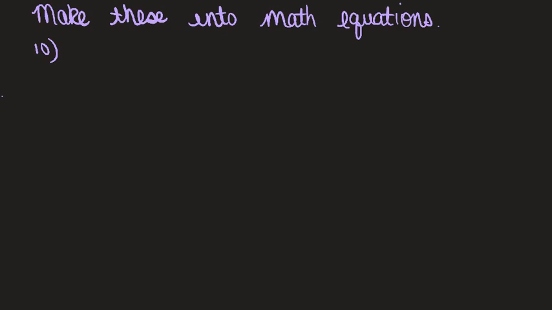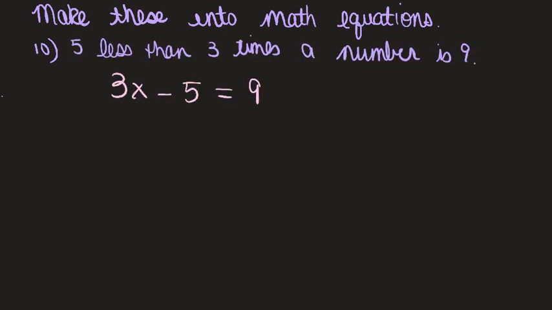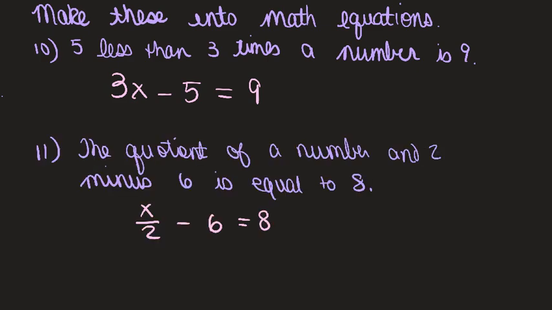Make this word sentence into a math equation. 5 less than 3 times a number is 9. The answer is 3x minus 5 equals 9. Question 11. The quotient of a number and 2 minus 6 is equal to 8. Write that as a math equation. The answer is x over 2 minus 6 equals 8.